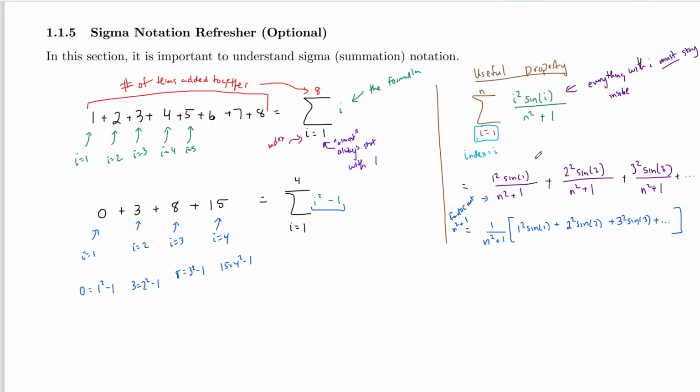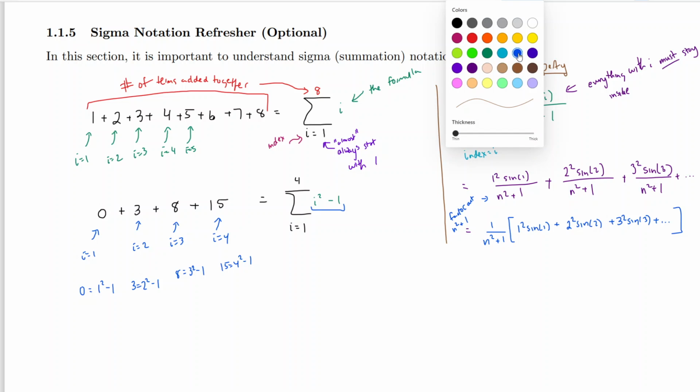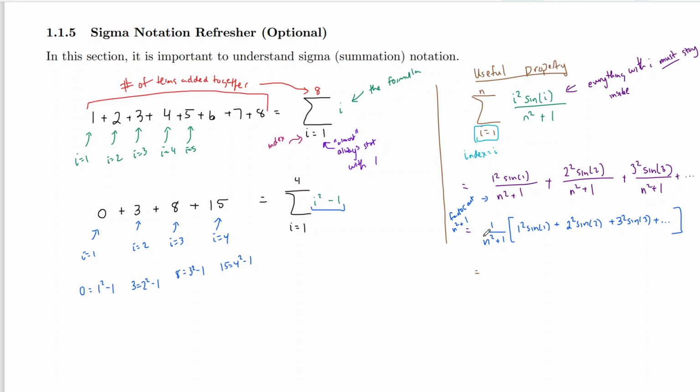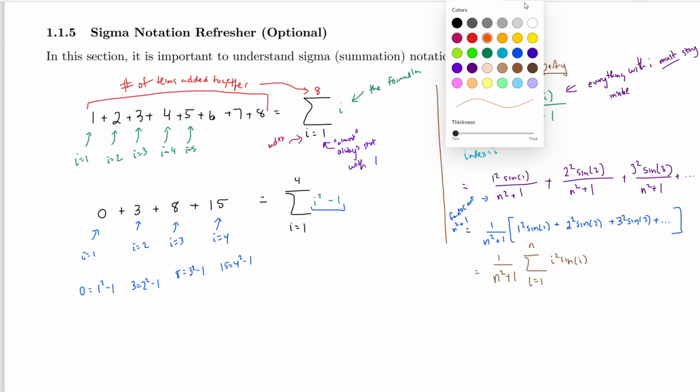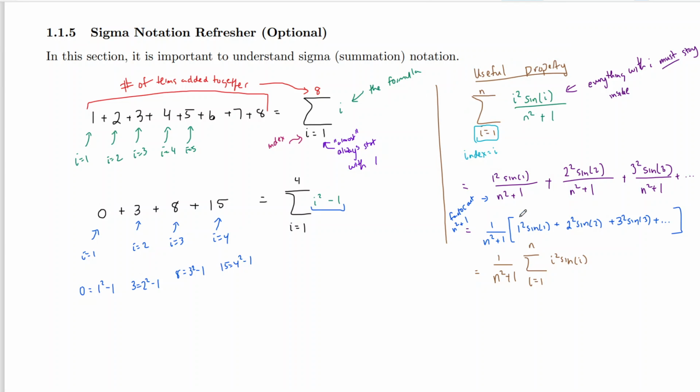And if you rewrite this back in summation notation, what's happening here is you're not really adding the n squared plus 1 in every term, it's just out front: 1 over n squared plus 1. What's being added here is this. So you have the sum from I equals 1 to n of I squared times sine of I. The point here is that the stuff with I ended up staying inside the summation. But the stuff without I, which was that n squared plus 1, it didn't matter that n is up here because it's not I. You can bring it out.